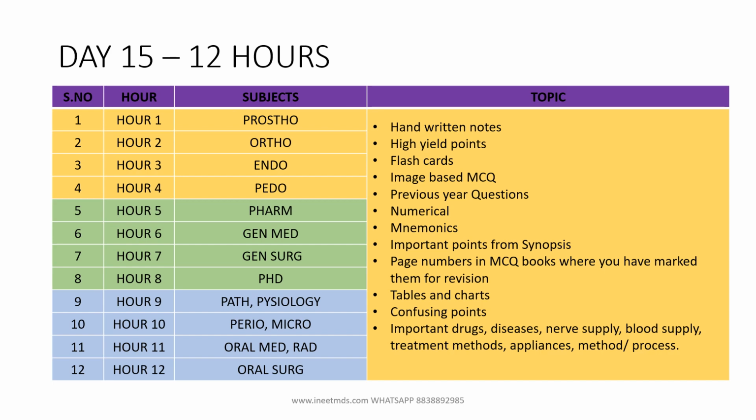All the tables and charts containing any important drugs, classification of any drugs or diseases, nerve supply and blood supply for important muscles or organs, any treatment methods. Treatment methods can be from prosto or from endo, from perio point of view. All important treatment methodology will be there, and appliances in prosto, appliances in ortho, appliances from pedo point of view, and any methods, mechanisms, processes, all these things you have to brush up the day before examination.